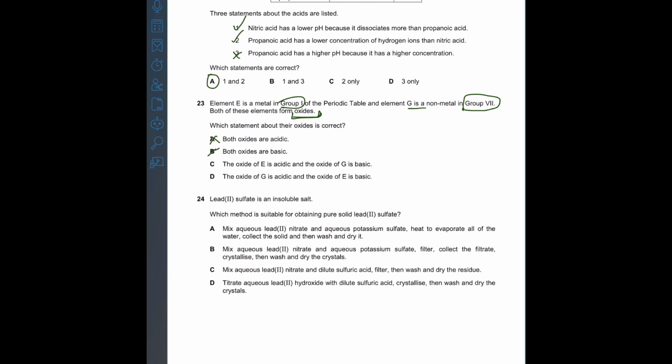Oxide of E is acidic. It can't be. Metals, when they form their oxides, will be basic, and non-metals, when they form their oxides, will be acidic. So the answer is D.